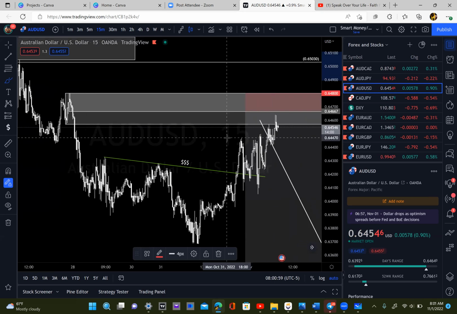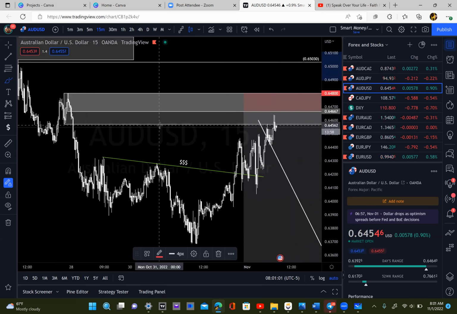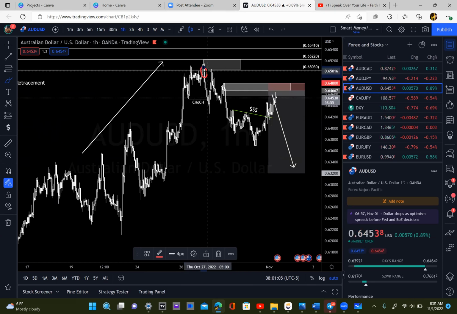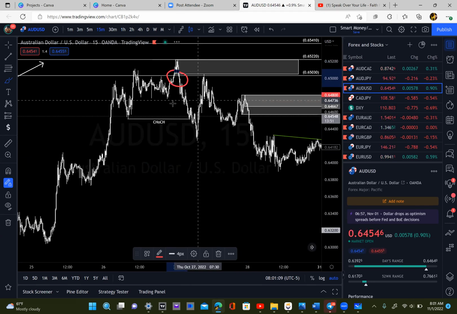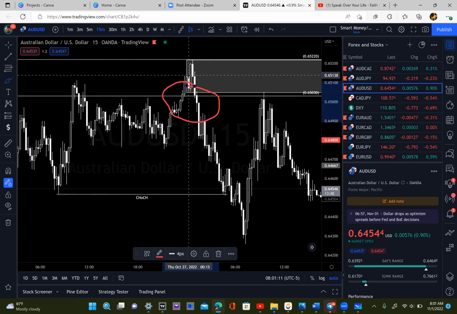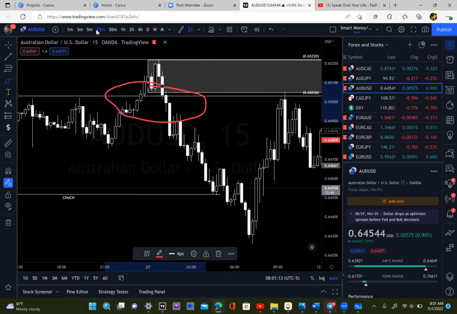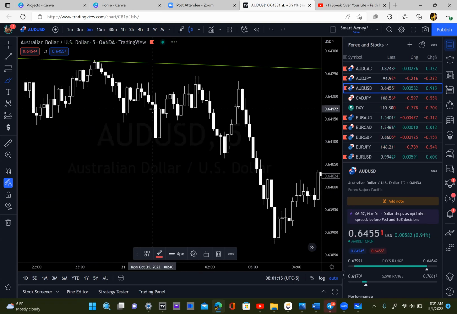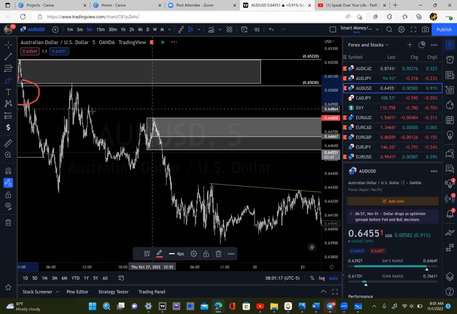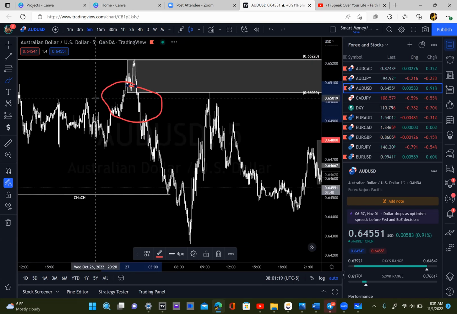Where did it wick it at? Right here. Wait, no. Hold on a second. Now I'm lost. Red. Looking for the red. All right, the red circle right there. Right here. This is our trade entry. This is our trade entry right here.